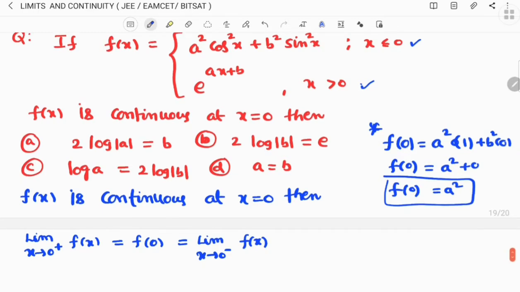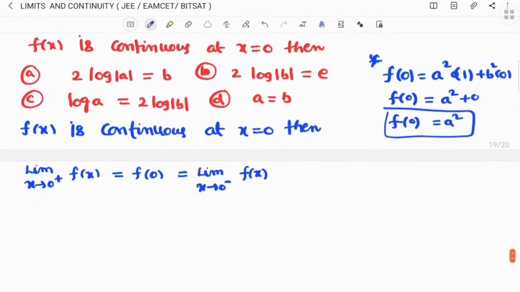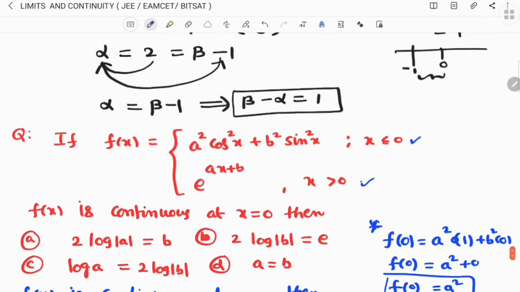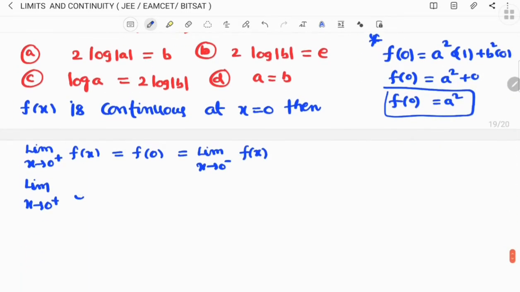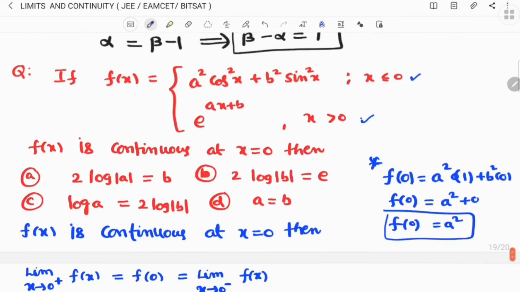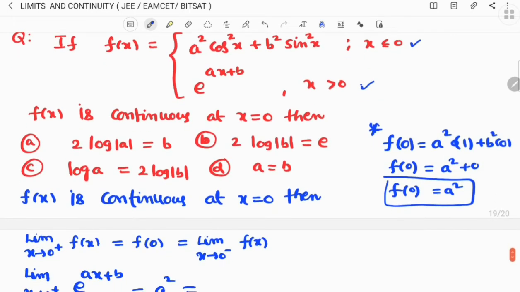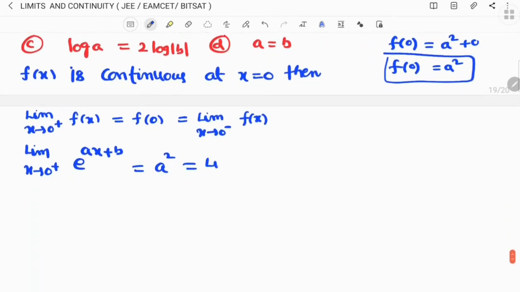Limit x tends to 0 plus f of x. 0 plus means x is greater than 0. X is greater than 0, the function is e power ax plus b only, no? So here e power ax plus b, you can write it. And f of 0 value, we got it as a square, which is equal to limit x tends to 0 minus. X tends to 0 minus means x is less than or equal to 0. So the function is a square cos square x plus b square sin square x.